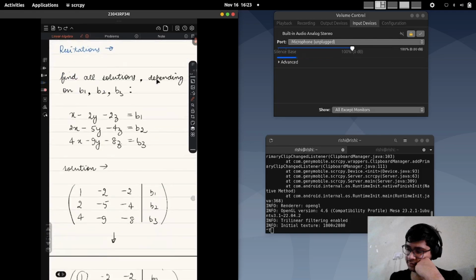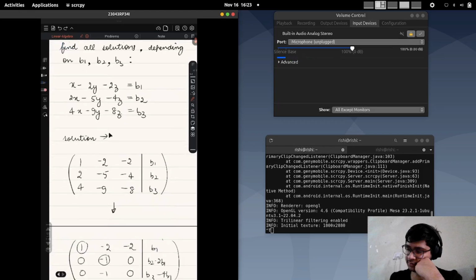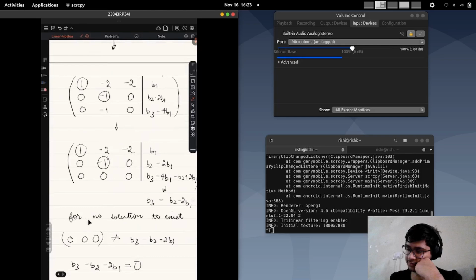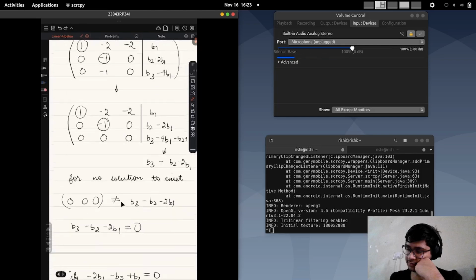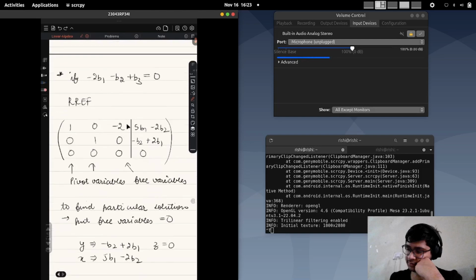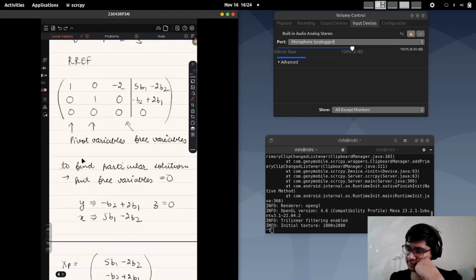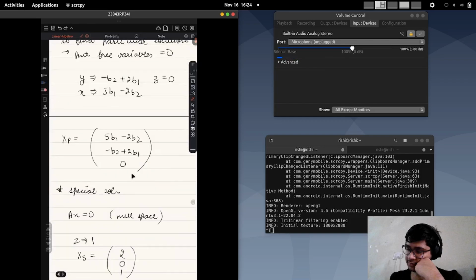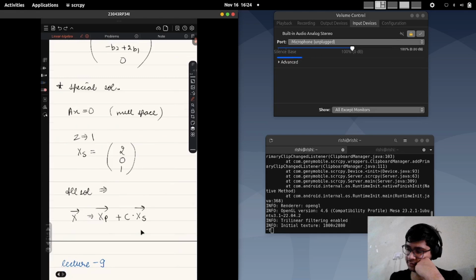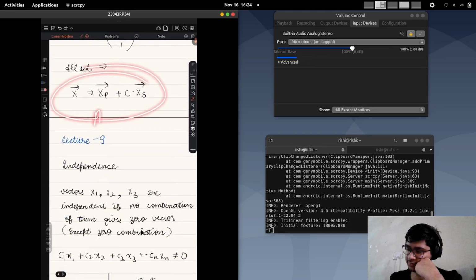Okay, recitations: find the solutions of Ax = b depending on b1, b2, b3. Okay, cool. We will build the augmented matrix, do our elimination steps, and for no solution to exist, this should not be equal to 0. We are getting that. Okay, that is simple. And we can then calculate the RREF, the pivot variables, the free variables, the F here, the I here. To find the particular solution, put free variables to 0. We got that. Then we can calculate the null space and add them. So these are all the solutions of Ax equal to b. So Ax equal to b solutions are xp plus c times xs.